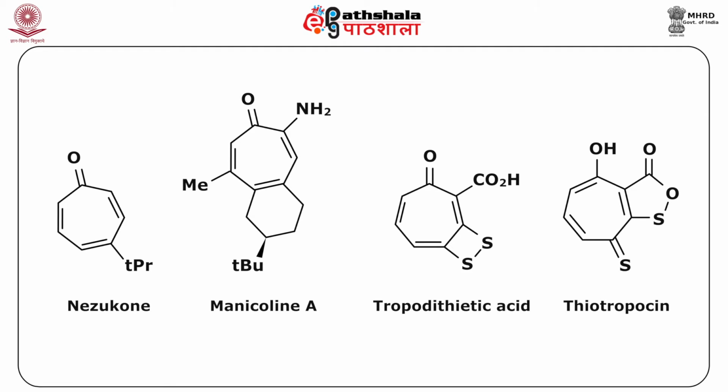Now some tropones have amino or thio groups rather than a hydroxyl group. For example, manicoline A, whose structure is given in front of you here, has an amino group rather than a hydroxyl group. This compound was isolated from Dulacia guineensis. There are antibiotics, tropodithietic acid and its valence tautomer thiotropocin, whose structures are also given here, which have either thio substituents or a carbon sulfur double bond in their structure. So here are some naturally occurring compounds where tropone and tropolone moieties have been seen.